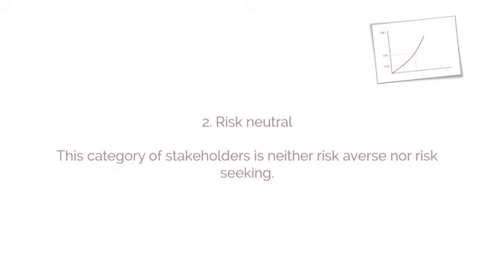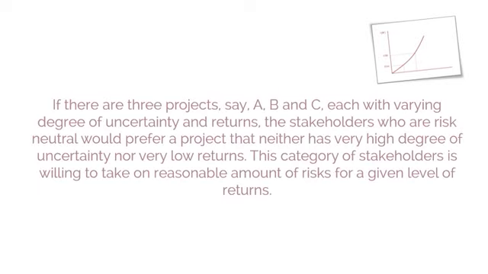Risk neutral. This category of stakeholders is neither risk-averse nor risk-seeking. For example, if there are three projects, say A, B, and C, each with a varying degree of uncertainty and returns, the stakeholders who are risk neutral would prefer a project that neither has a very high degree of uncertainty nor very low returns. This category of stakeholders is willing to take on reasonable amounts of risk for a given level of returns.